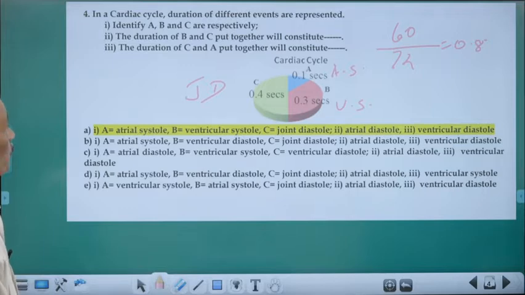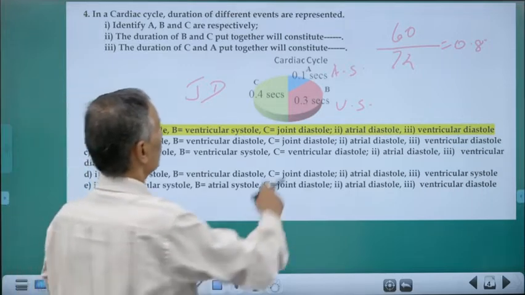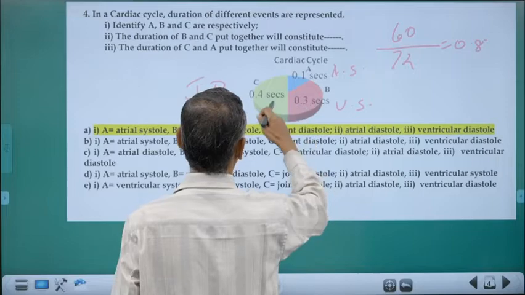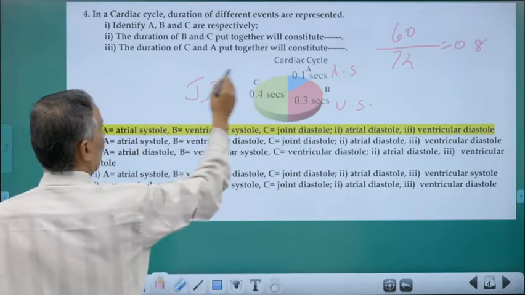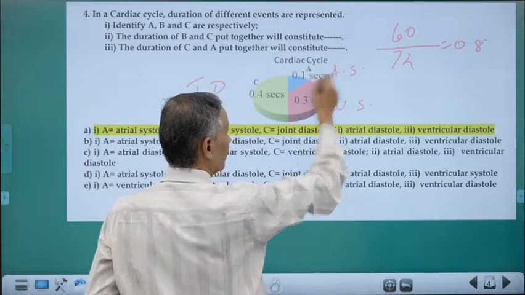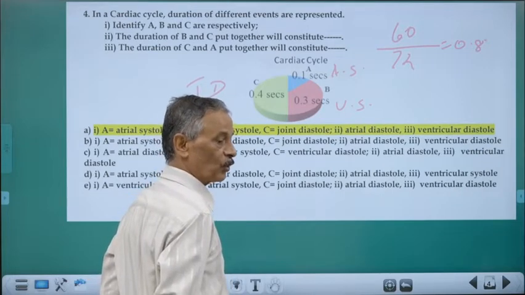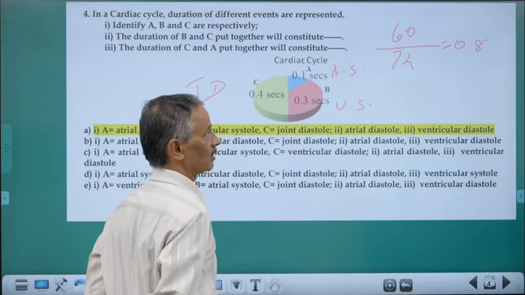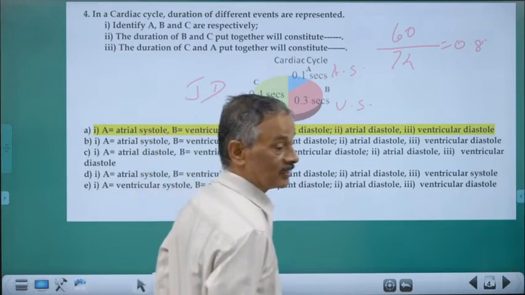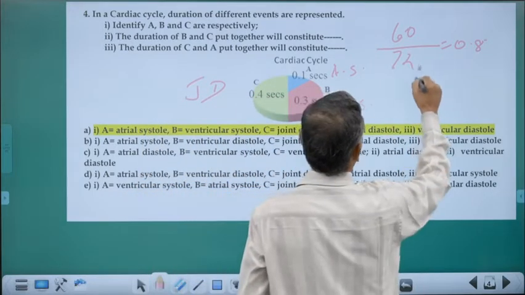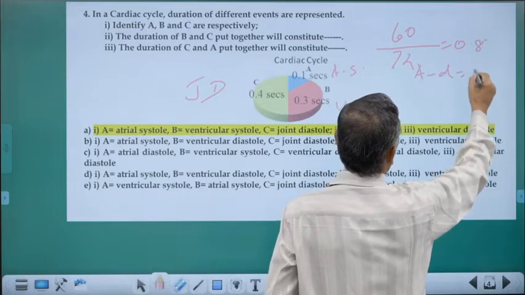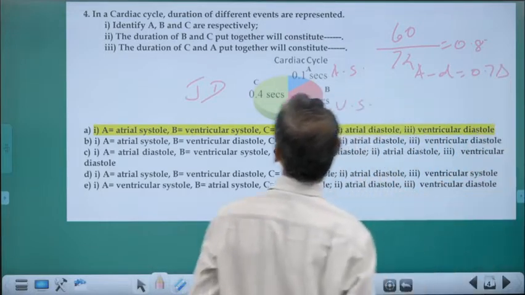Then, duration of B and C put together. B and C, 0.7 second. See, for 0.1 second, atrium is in systole. Atrium is contracting for 0.1. That means for the remaining 0.7 second, it is in diastole. So, atrial diastole, 0.7 seconds.